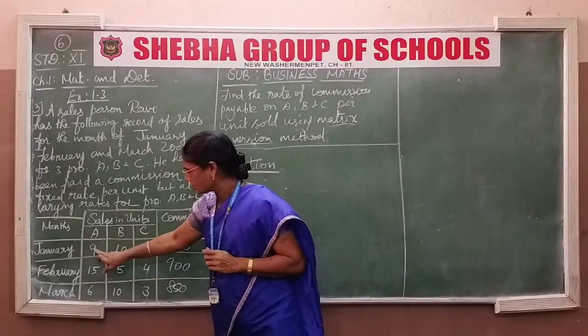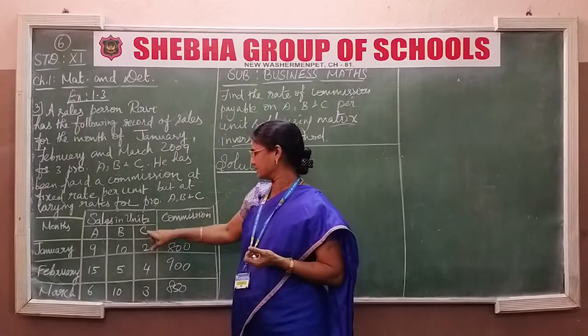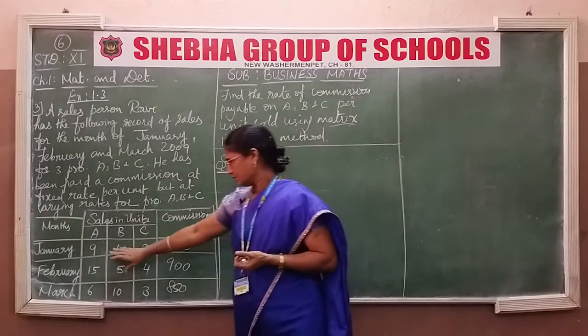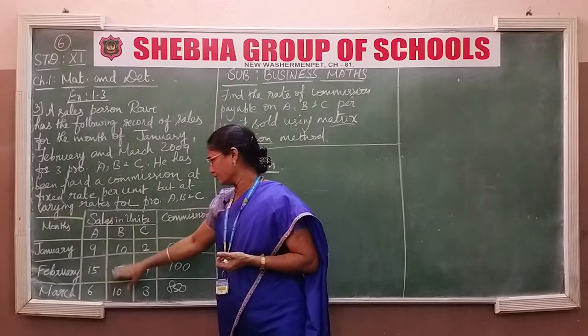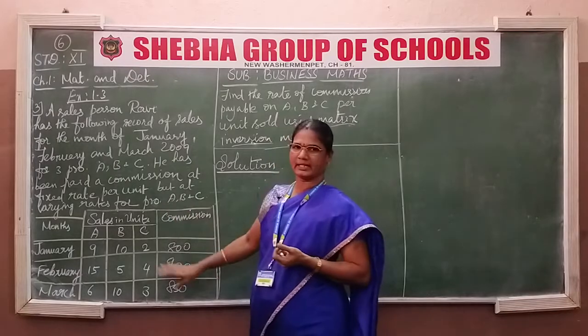Here they have given it combined: 9 units of A, 10 units in B, 2 units in C equal to 800. And 15 units on A, 5 units on B, 4 units on C. We get the commission is 900 and so on.